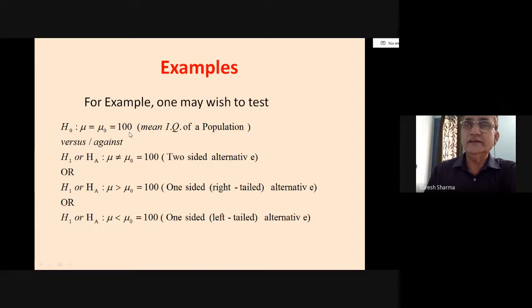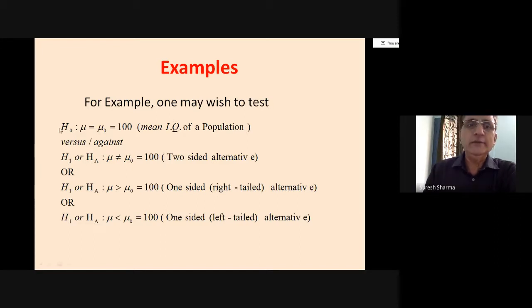And sometimes you are testing equality of two means. For example, let's say there is a government school, there is a convent school. Now somebody is claiming, can I say that the performance of both the schools, government and convent, is the same, or there is a difference? So you want to test, let's say, mean parameter of the population for a convent is mu1, for the government is mu2.